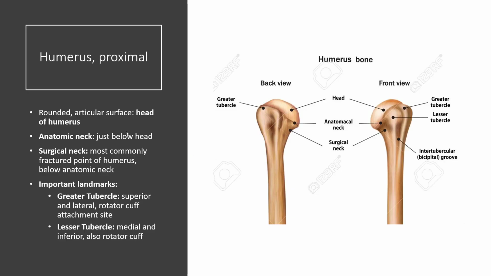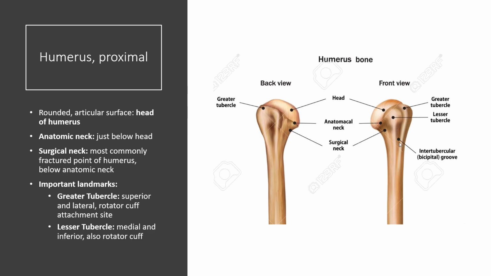And then moving up the humerus to the proximal portion where the shoulder is, we have the head of the humerus, which is the rounded portion that forms the ball portion of a ball and socket joint. This is the posterior humerus, and this is the anterior humerus, the front view. And then we have two necks. We have an anatomical neck, which is kind of the transition point between the humeral head and the rest of the bone. And then we have a surgical neck.